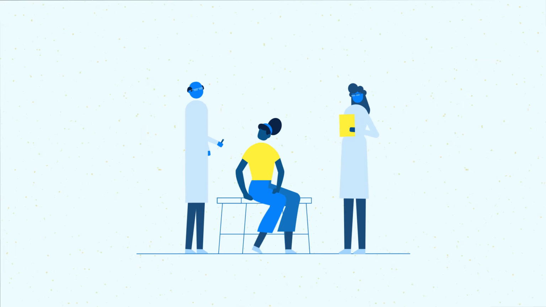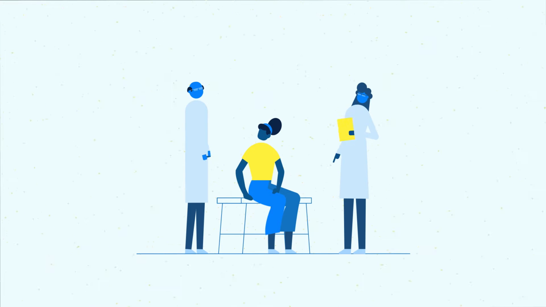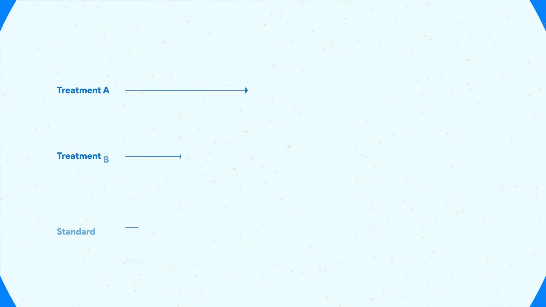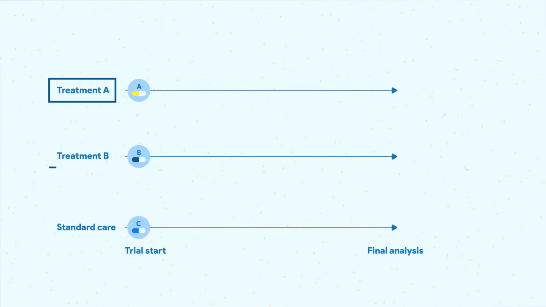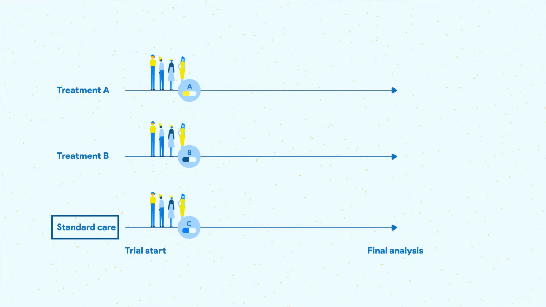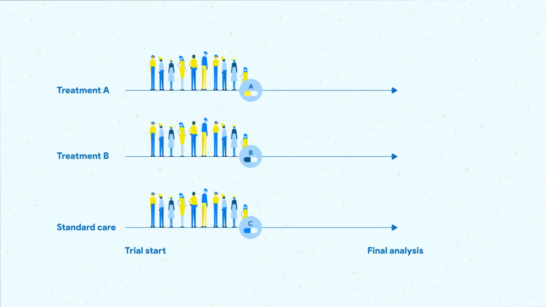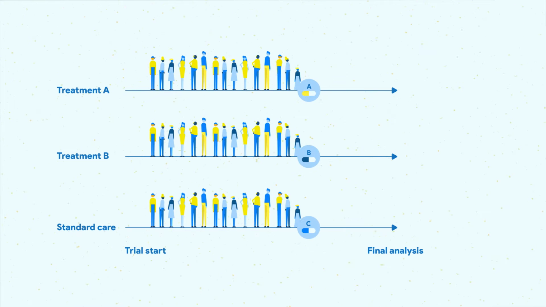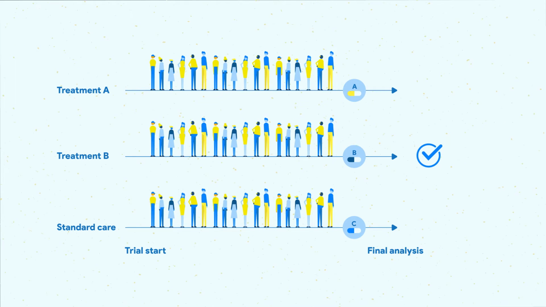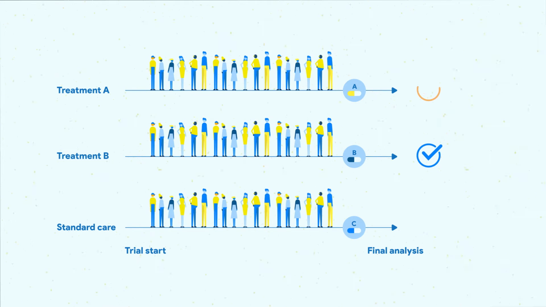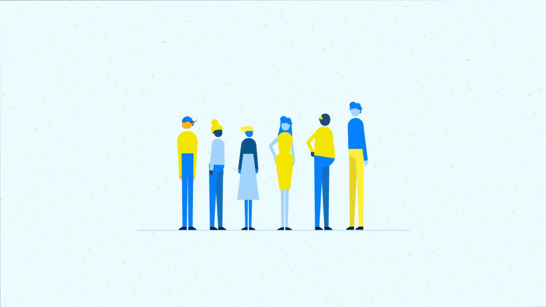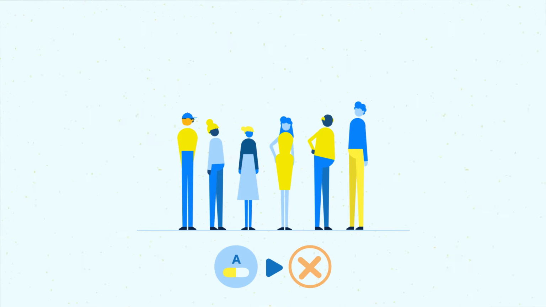Once a traditional trial is running, it does not change and continues until the planned finish. Imagine a trial with two treatments, A and B, compared to standard care. Recruitment continues until the planned number of patients is reached. In this example, treatment B is found to be better than the standard care, while treatment A is not. However, many patients have received treatment A, which does not provide benefit.